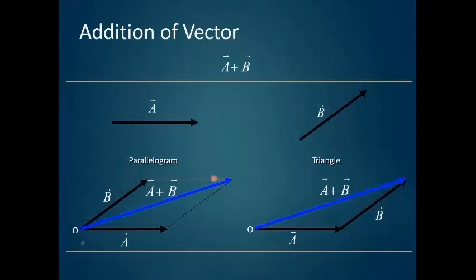So bila kita tengok dekat dua-dua diagram ni, kita boleh nampak yang for both method, dia punya resultant vector A plus B ni adalah sama.